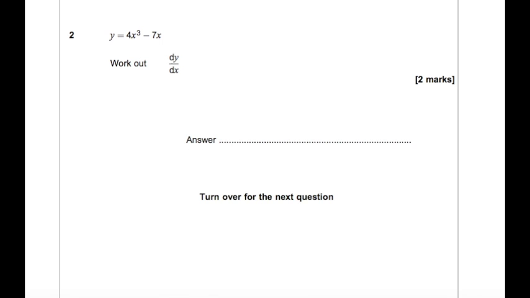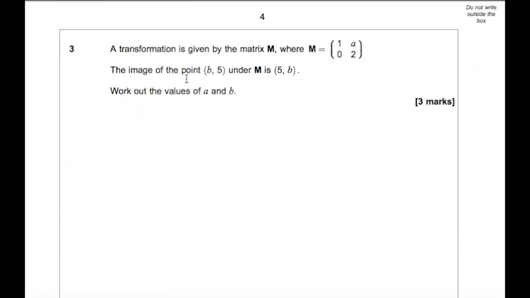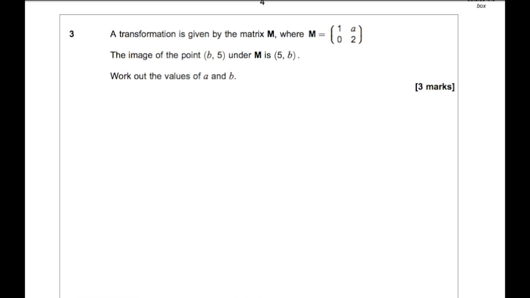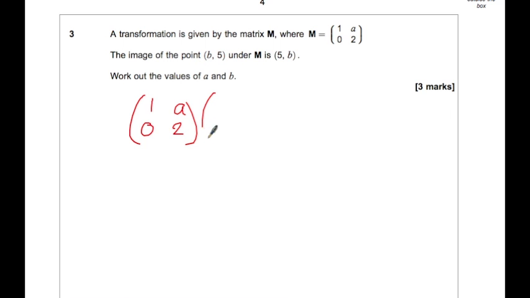Okay, so next we've got some matrices. A transformation is given by the matrix M, where M equals (1, a; 0, 2), and the image of the point (b, 5) under M is (5, b), and we want to work out a and b. So the first thing you need to do is set up an equation. If you think what it's saying, starting with this matrix, and the image of this point, once we times this matrix M by (b, 5), we should get (5, b).